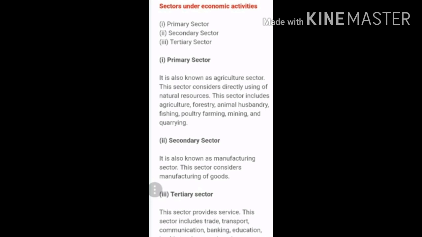And then third is the tertiary sector. The tertiary sector is called the service sector because it provides services to both the primary and the secondary sectors. There are many examples of the tertiary sector, like transportation, trade, communication, banking, and education. All these activities come under the tertiary sector, and they provide services to the primary and secondary sectors. So I hope you are clear, dear students.